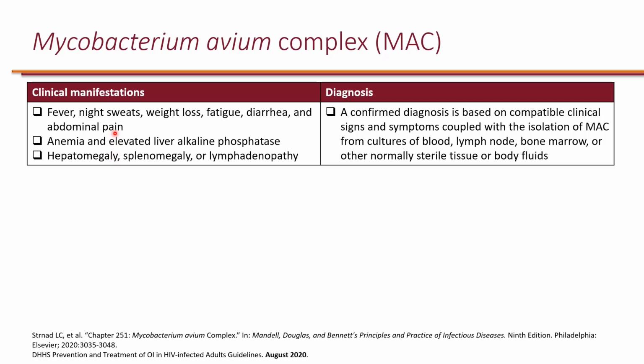Symptoms include fever, night sweats, weight loss, fatigue, diarrhea, and abdominal pain. So you will see that these symptoms are also common in tuberculosis: night sweats, weight loss, as well as anemia and elevated liver alkaline phosphatase. For diagnosis, a confirmed diagnosis is based on compatible clinical signs and symptoms, as well as isolation of MAC from culture of blood, lymph node, bone marrow, or other normally sterile tissue or body fluids.